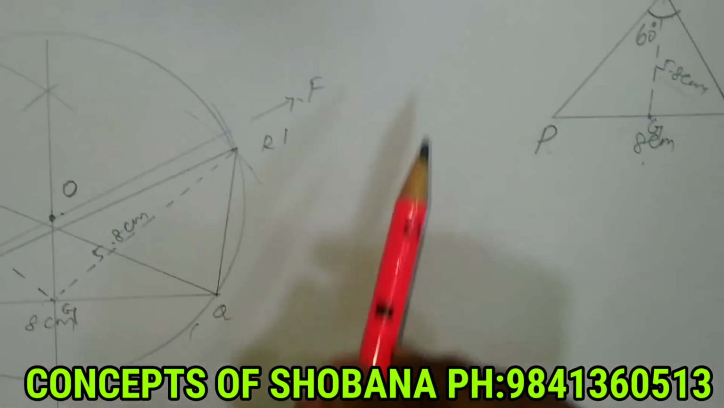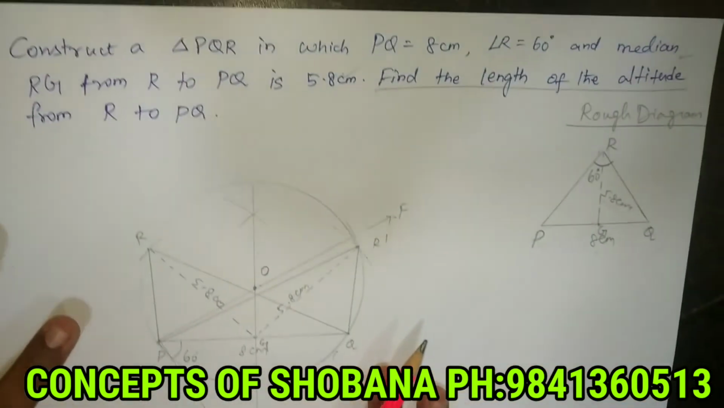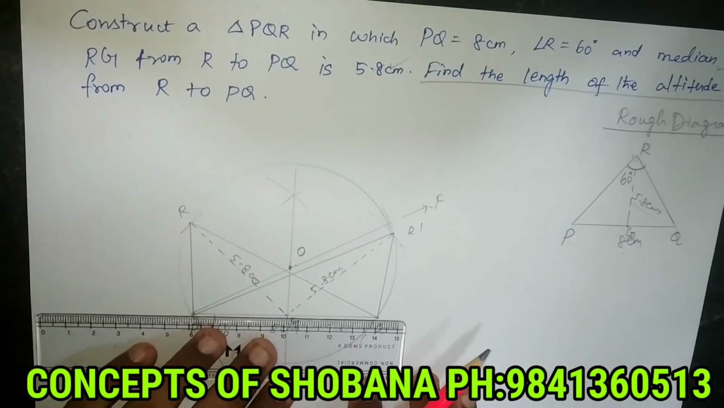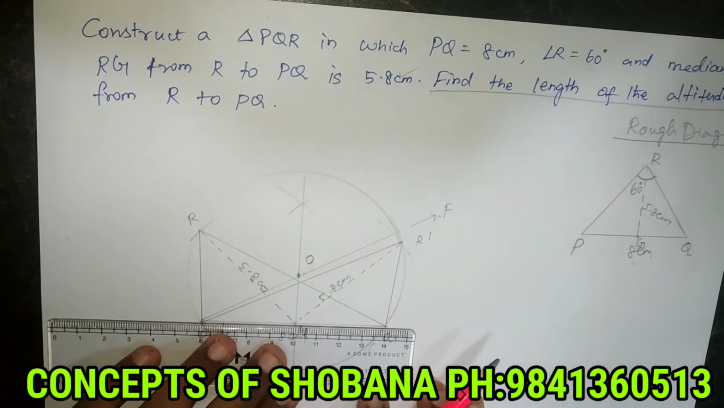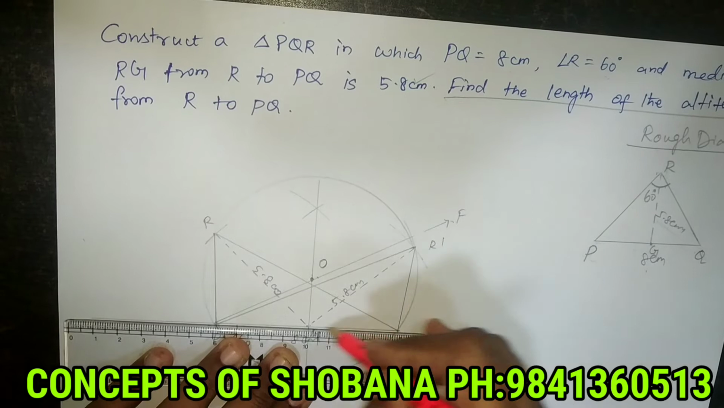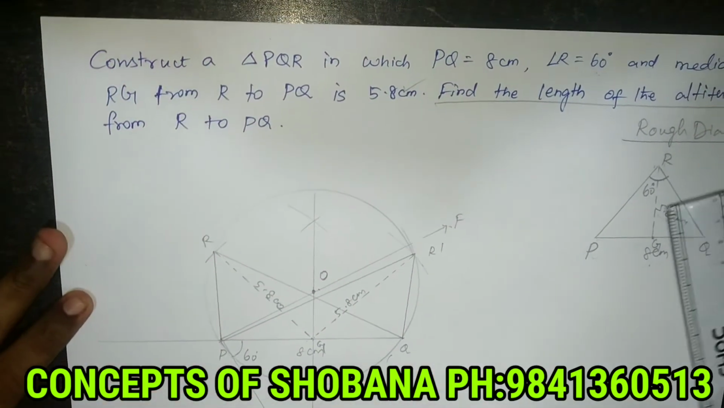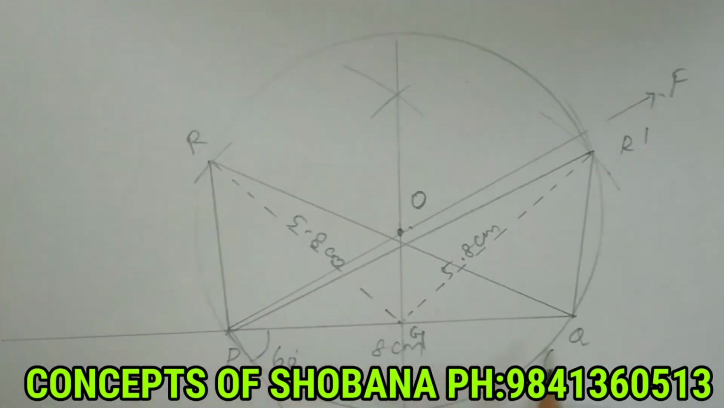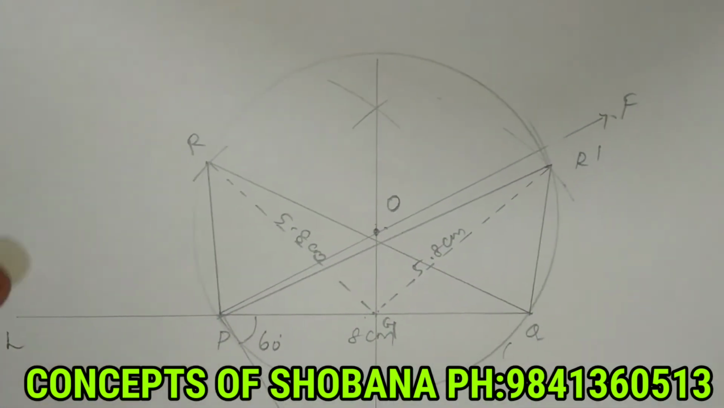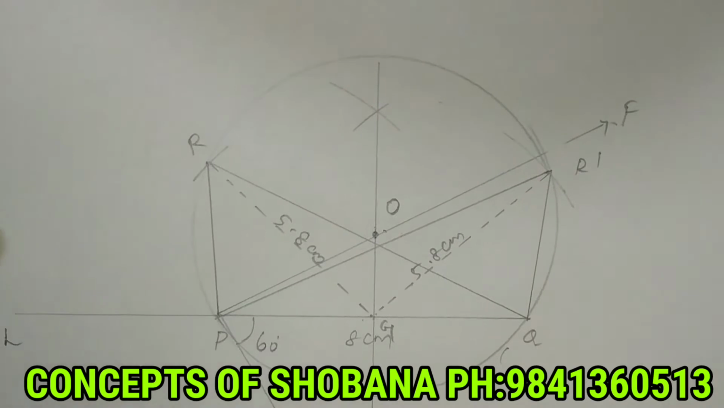What is the second part? Find the length of the altitude. Now how will you find the length of the altitude? What is meant by the length of the altitude? Length is nothing but the height. Height is nothing but the perpendicular. So for that first we will extend the base. We will extend the base PQ to some line L. So now LQ is the line segment.